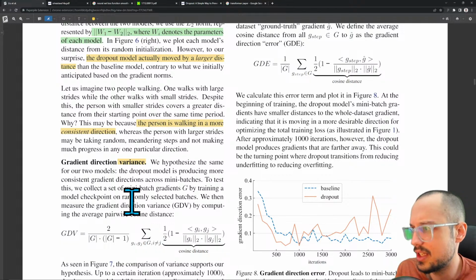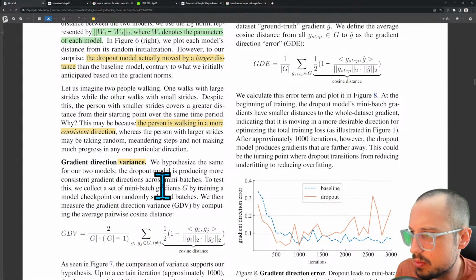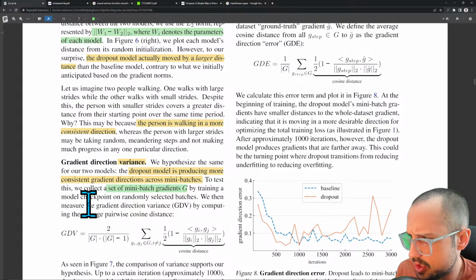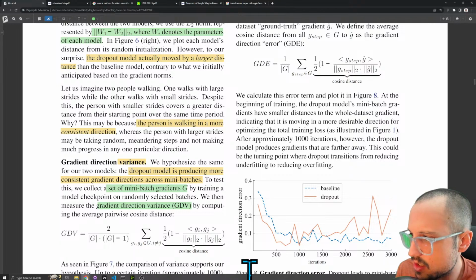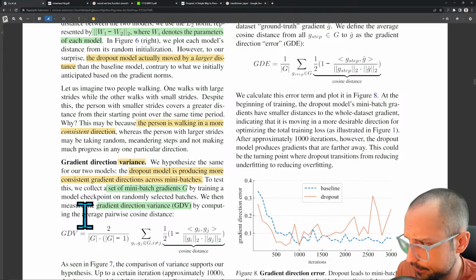We hypothesize the same for our two models. The dropout model is producing more consistent gradient directions across mini batches. To test this, we collect a set of mini batch gradients G, some set of little gradients. By training a model checkpoint on randomly selected batches, we then measure the gradient direction variance, which they're calling GDV here, by computing the average pairwise cosine distance.